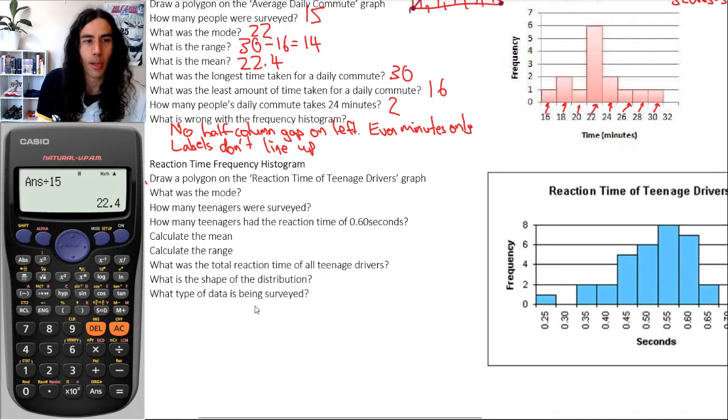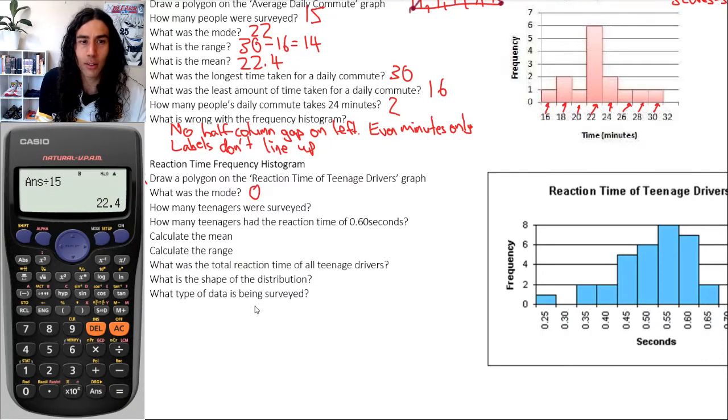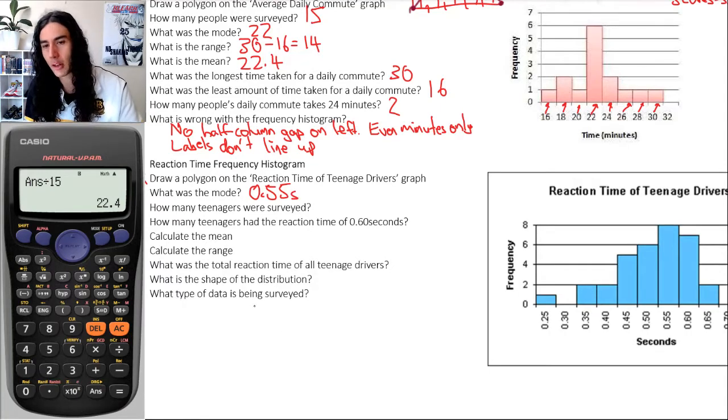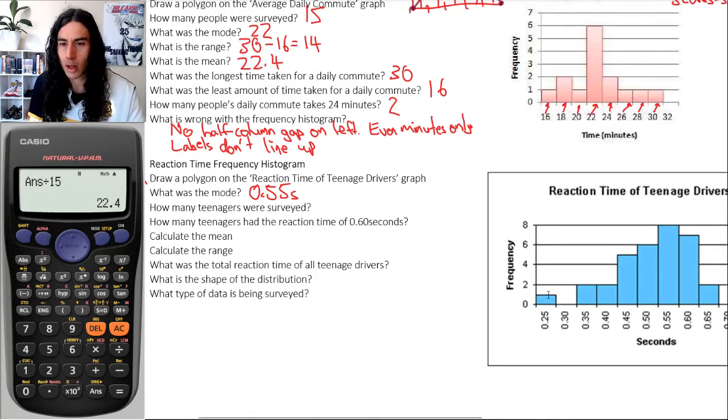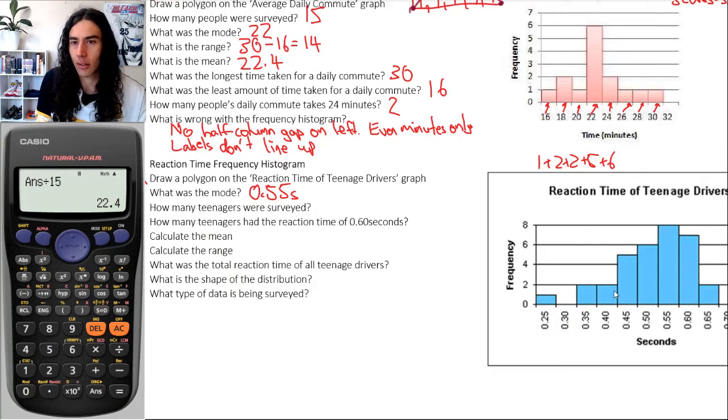Mode, most common, 0.55 seconds. Put the units there. How many teenagers were surveyed? Add up the frequencies. So 1 plus 2, plus 2, plus 5 plus 6. Yes, that is a 5.